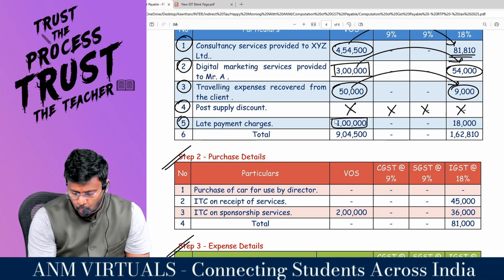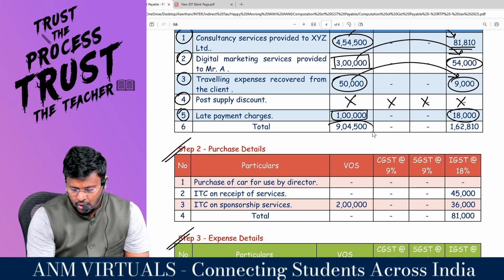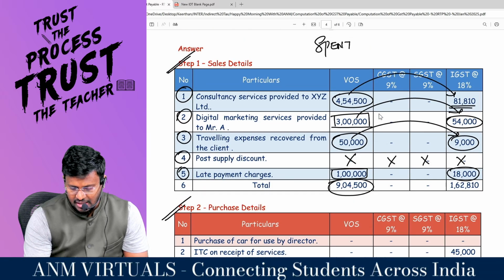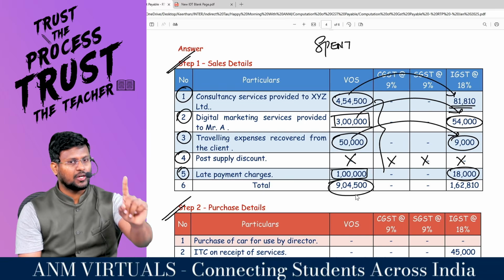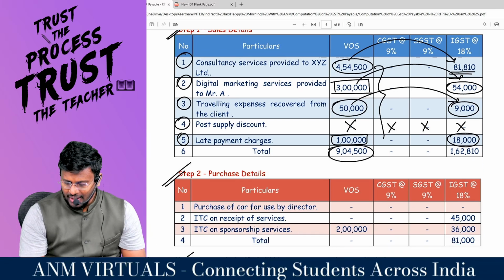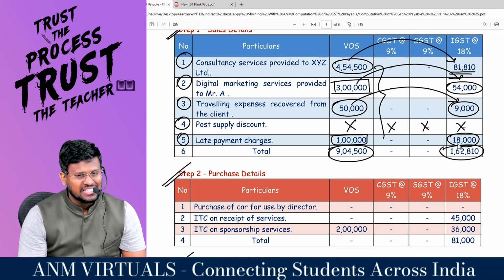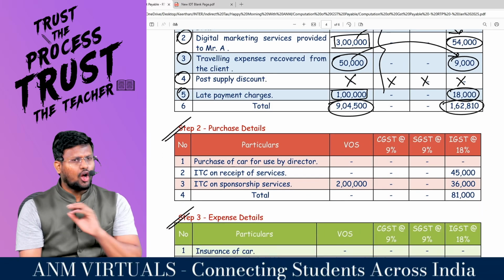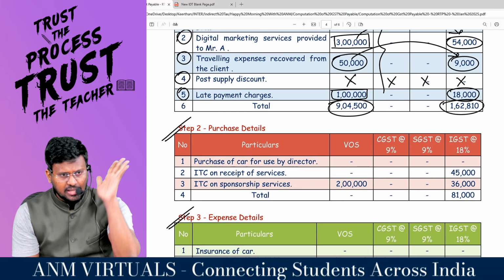So on this 1,18,000 IGST, the total value of supply is 9,04,500, which is the first part of the answer. Comfortable? On that, IGST of 18% is 1,62,810. That's it. All the sales details have been written, sir.